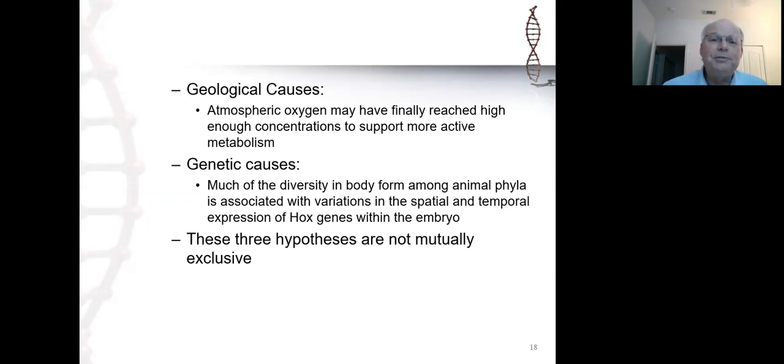Now, when you think about these three hypotheses, they're not actually mutually exclusive. They actually are mutually supportive. If you're going to have an increase in the diversity of body plans and an increase in both predatory behavior, but also in the ability to protect yourself from predatory behavior, then you're going to need more energy to be a more aggressive predator, but you're also going to need more energy to create the body parts that are going to protect you from those predators.